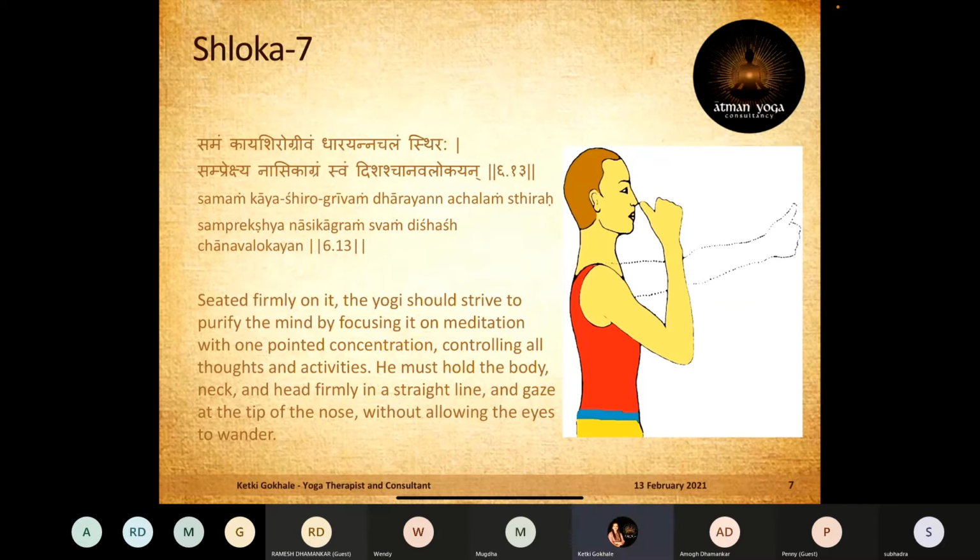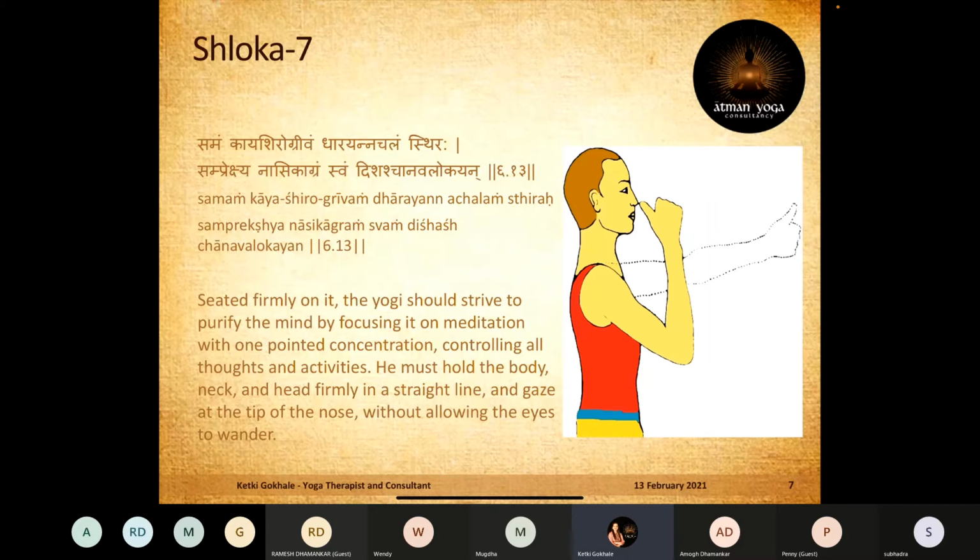Dishashchanavalokayan. So again, seated firmly on it, that is in your asana, the yogi should strive to purify the mind by focusing it on meditation with one pointed concentration, controlling all thoughts and activities. He must hold the body, neck, and head firmly in a straight line, that is, in the natural curves of the spine, and gaze at the tip of the nose without allowing the eyes to wander.